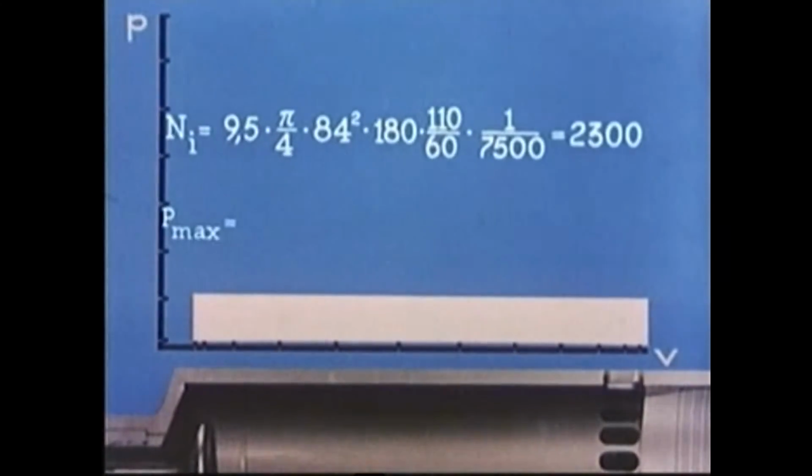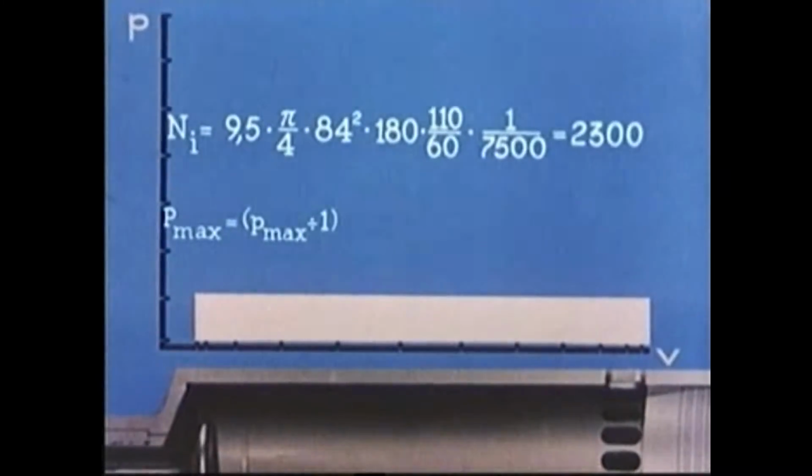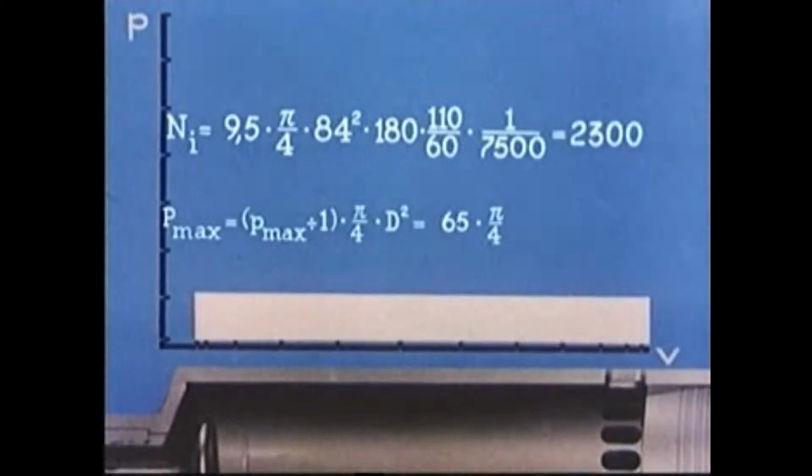The largest force acting on the piston is the highest combustion pressure less the atmospheric pressure on the underside of the piston multiplied by the piston area, or 65 multiplied by pi over 4 multiplied by 84 squared. That is 360,000 kilograms.